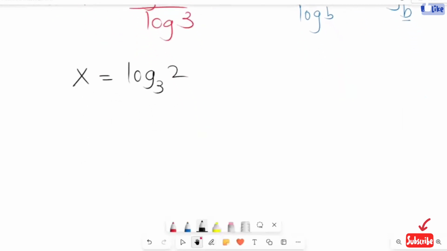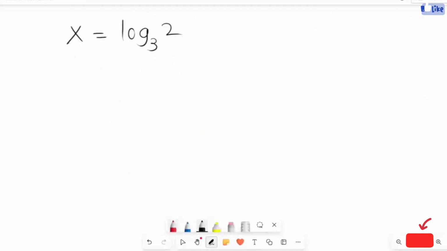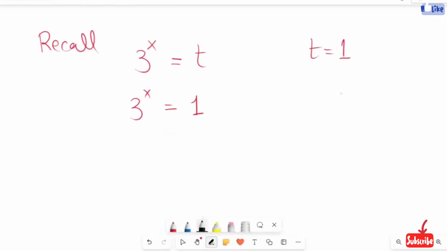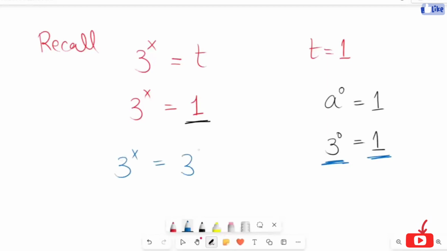And now I am going to solve case 2. First I am going to recall 3^x is equal to t. So now I'm going to place t is equal to 1. So here 3^x is equal to 1. Now in replacement of 1, I am going to use the exponential rule, that is a to the power of 0 is equal to 1. So that is the same as 3 to the power of 0 is equal to 1. So in replacement of 1, I am going to write 3 to the power of 0 here: 3^x is equal to 3 to the power of 0.